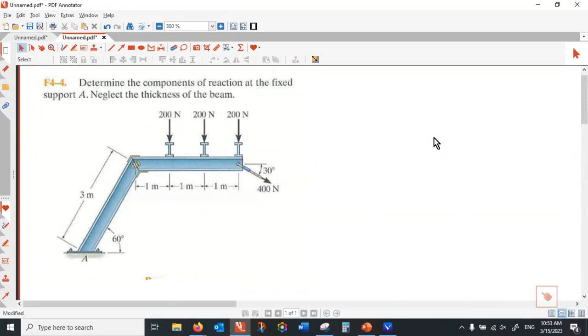Okay. This one is relatively different from what we have done before, and the reason is it has a new type of support. The support at A, do you know the name of that? Cantilever or fixed? And how does a cantilever resist the forces? It resists horizontal translation, vertical translation, and rotation. So there, it develops 3 unknowns.